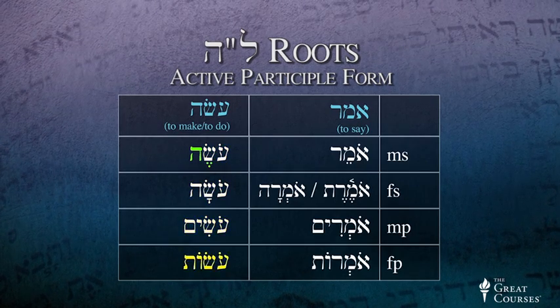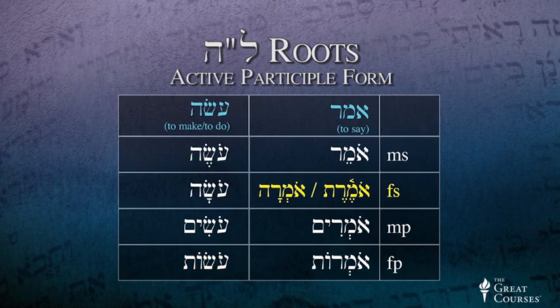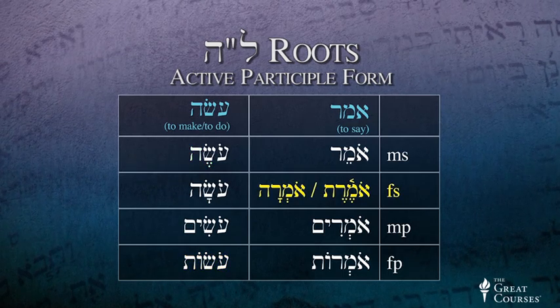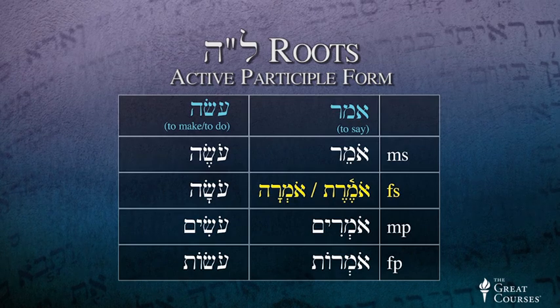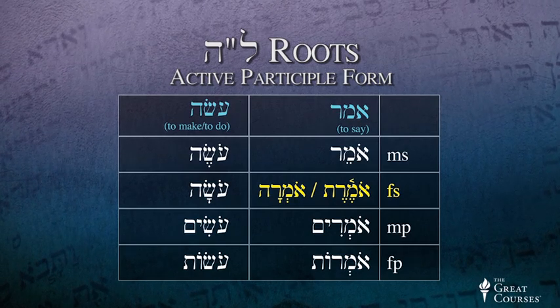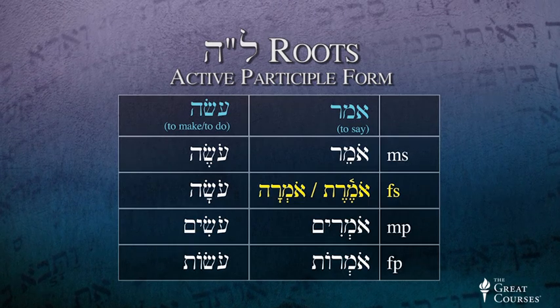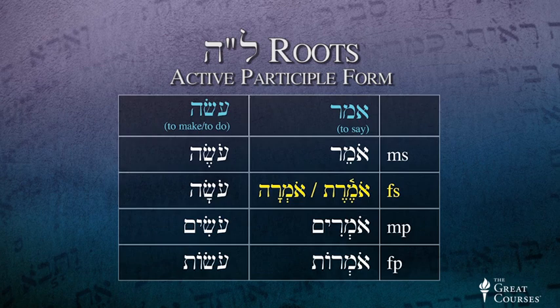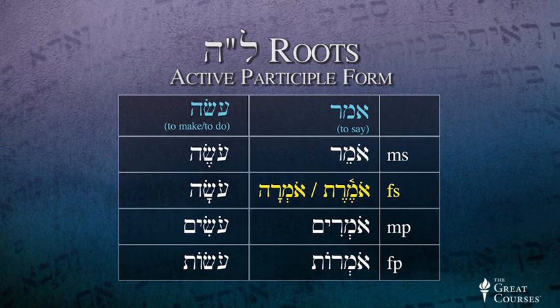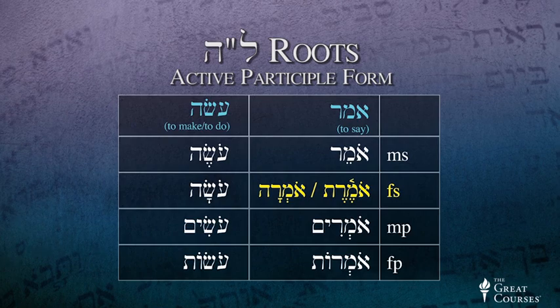The feminine singular omeret form, the one that's commonly used with strong verbs and almost every other root too, doesn't exist with Lamed He verbs because you have to have a third consonant inside that segol sandwich, and the He is not a consonant. So that's an unnatural form for this particular kind of root.